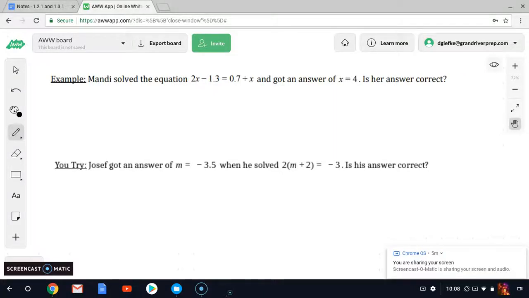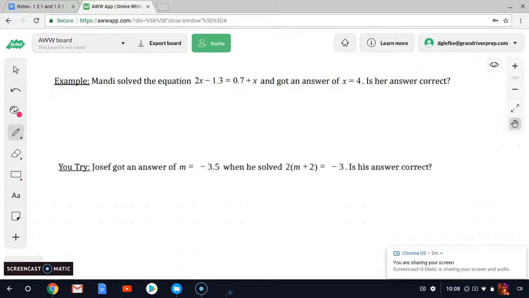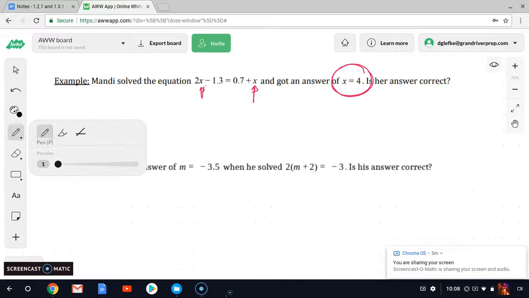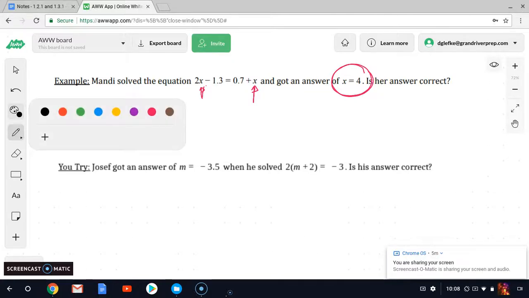It says Mandy solved the equation 2x minus 1.3 equals 0.7 plus x and got an answer of x equals 4. Is her answer correct? So what we're going to do is take this x equals 4, this solution, and plug that number 4 in wherever we see the variable x, which means we're going to plug it in right there and right there. So what we're going to have is 2, because there's a 2 outside of the variable, and then that 4 is going to replace our variable x. So we're just going to put it in parentheses.